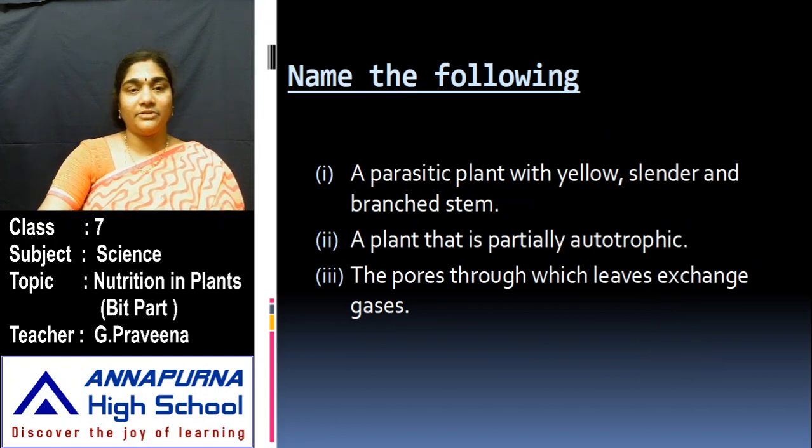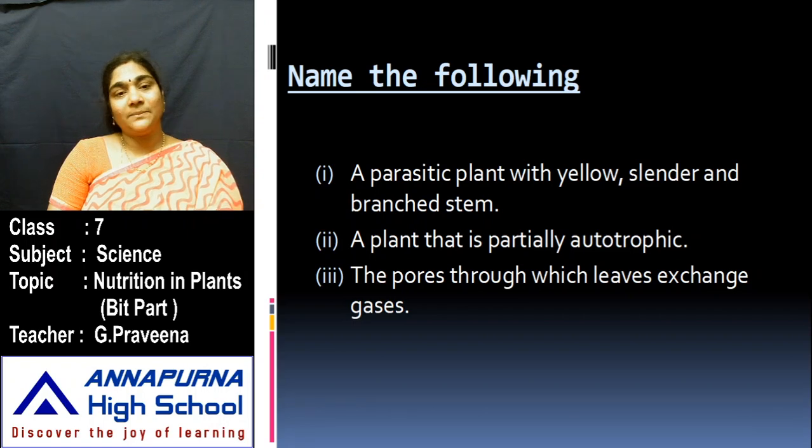Yes. Now try to name this now. The first one, what is a parasitic plant with yellow, slender and branched stem? So these depend upon the other plants for its food. So as they depend upon the other plants for the food, they are called as parasites. So name the plant that we have discussed in lesson 1.